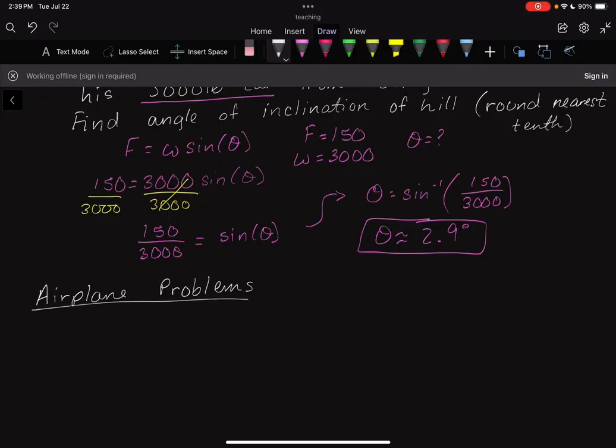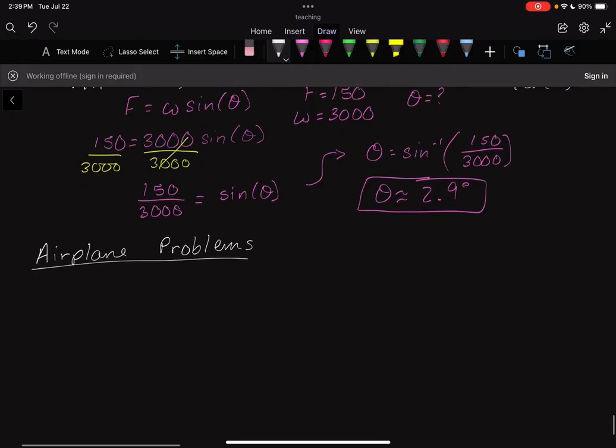So that's our next type of problems that we're going to see. First, I want to go over a few things with you while we deal with airplane problems. The first thing is our coordinate plane is going to be a little different to look at. When we're dealing with airplane problems, we're going to be talking about directions, so north, east, south, and west. So that's also going to change where our degrees and stuff fall.